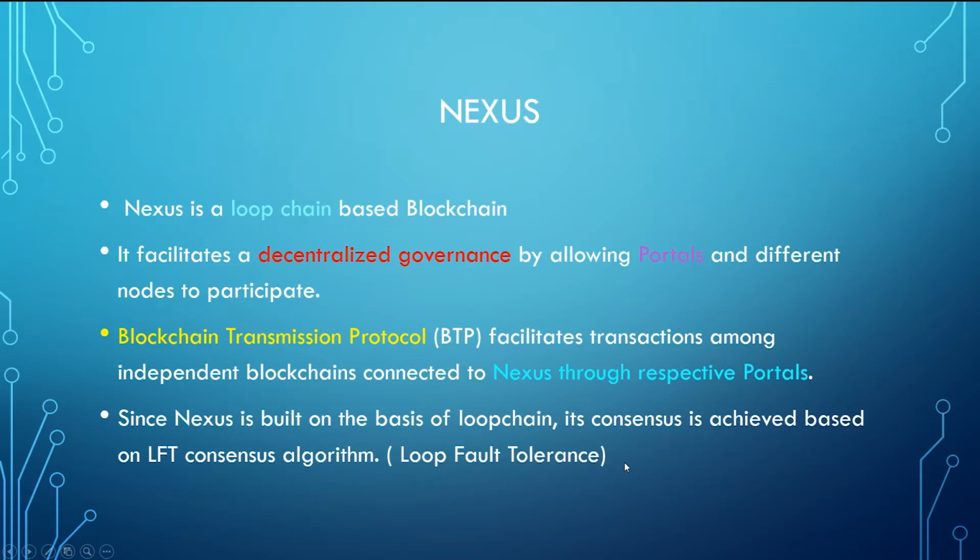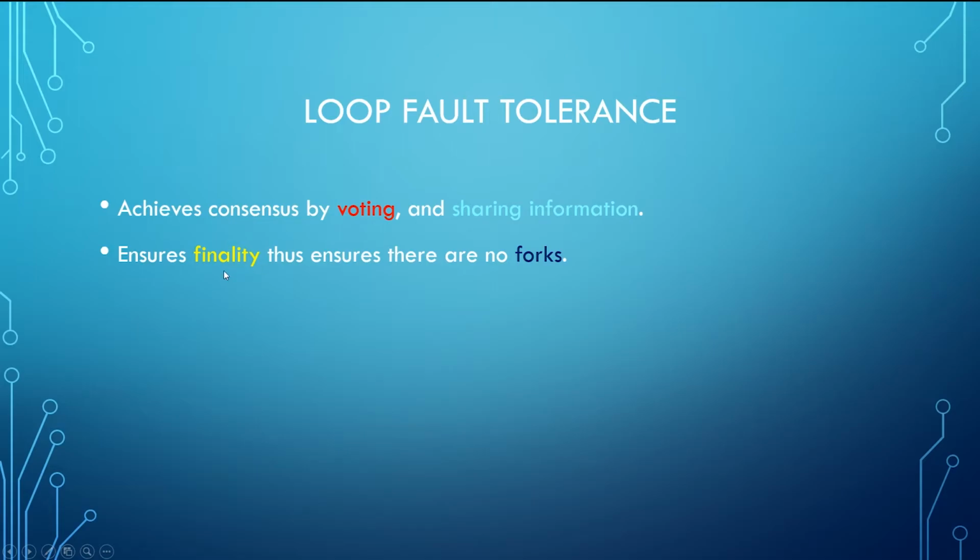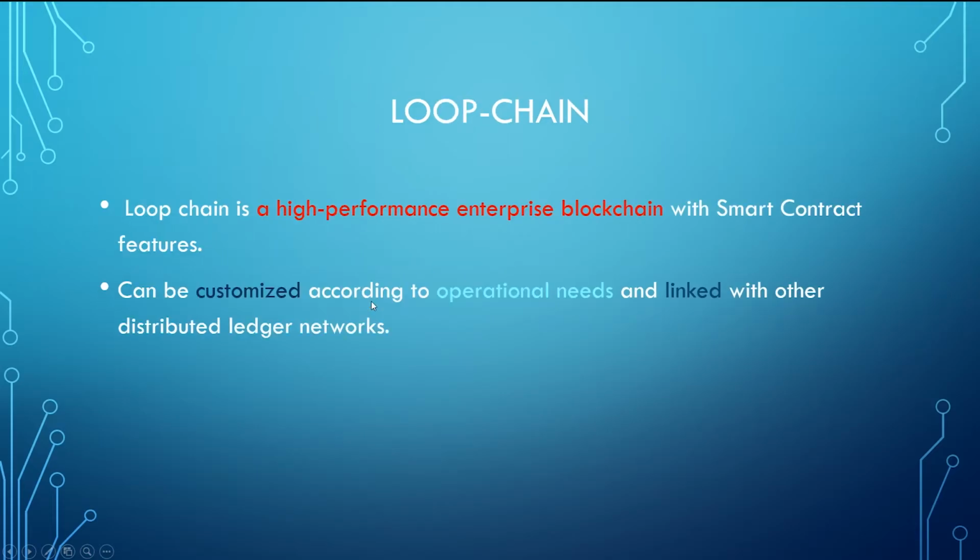tolerance consensus mechanism. So the loop fault tolerance consensus mechanism achieves consensus by voting and sharing information. It ensures finality, thus ensures that there are no forks within the ecosystem. It creates groups amongst trusted nodes. It makes consensus faster. My bad, guys. Basically, the loop fault tolerance consensus mechanism allows for nodes to be in groups, and by allowing nodes to be in groups, this makes the consensus faster.